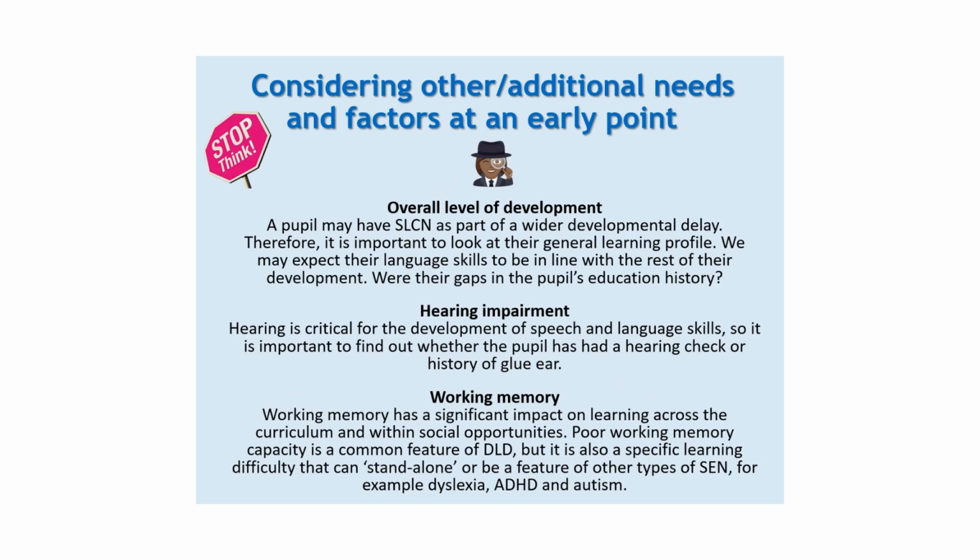Considering other and additional needs and factors at an early point. Overall level of development. A pupil may have SLCN as part of a wider developmental delay. Therefore, it's important to look at their general learning profile. We may expect their language skills to be in line with the rest of their development. Were there gaps in the pupil's education history?